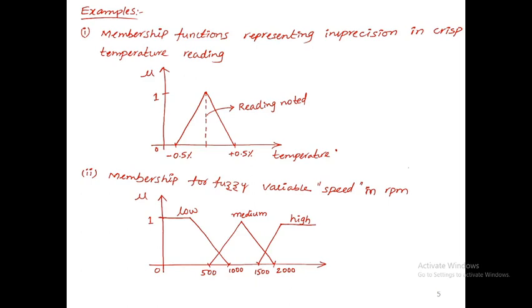So whether we need to consider that low or medium or some other parameter, you need to decide. Which fuzzy function can be given to that 700 rpm will be decided by the user itself.